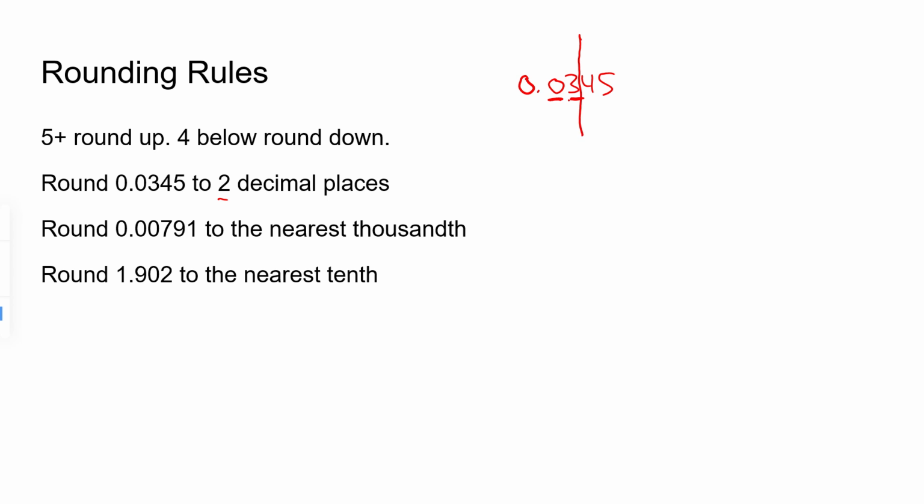So we're going to look to the right now. If this number is 5 or above, we round the preceding number up. If it's 4 or below, we're going to keep the number the same. So this number, because it's 4, we're just going to leave it and drop off the ending. So this becomes 0.03.